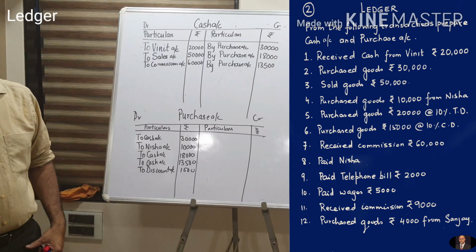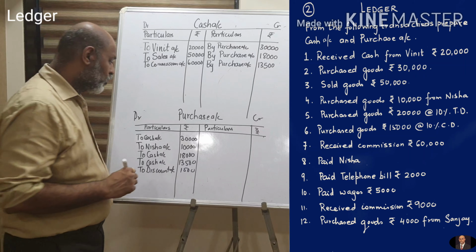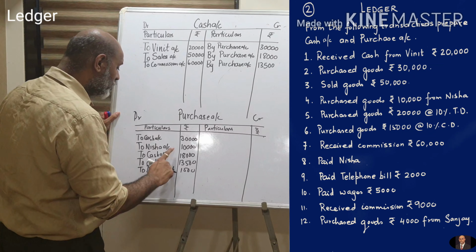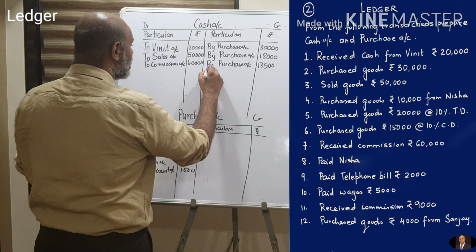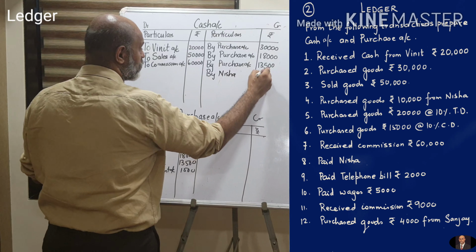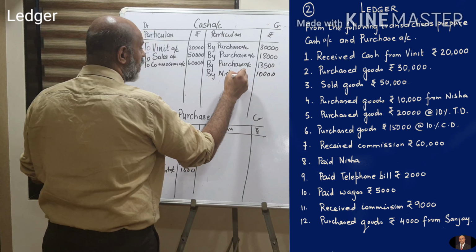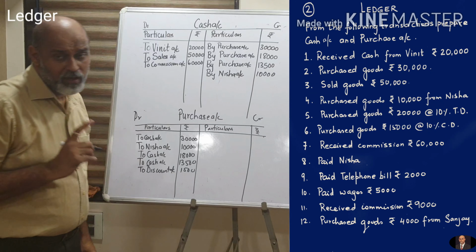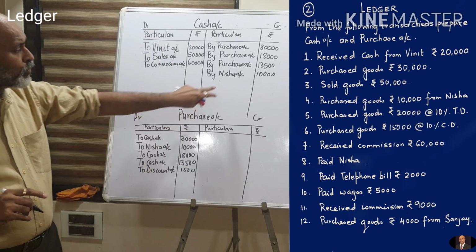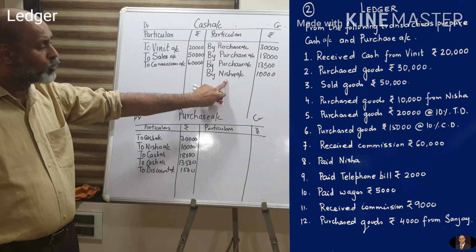Fine. The next is paid Nisha. Okay, you paid Nisha. How much you have to pay Nisha? 10,000. Okay, you have to pay Nisha 10,000. So you write here by Nisha 10,000. Okay, what will you do? By Nisha's account you will write down 10,000. Then paid telephone bill to, so you will go to Nisha's account, you will write to cash.